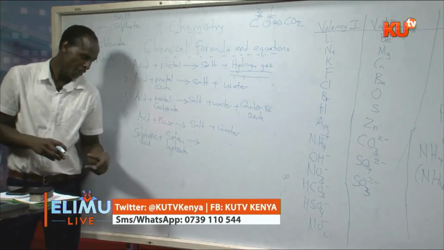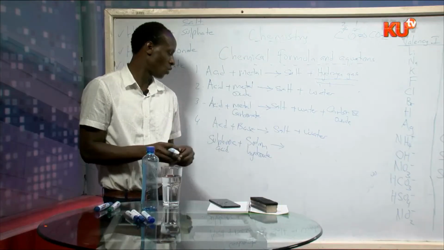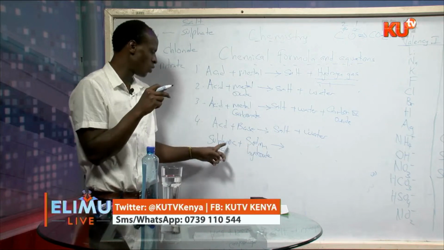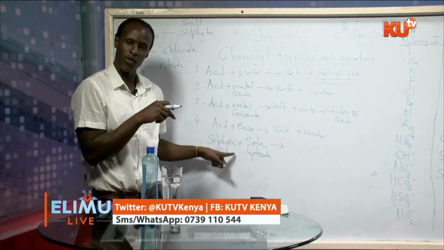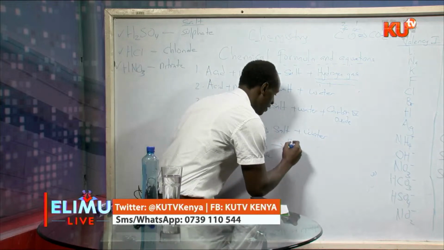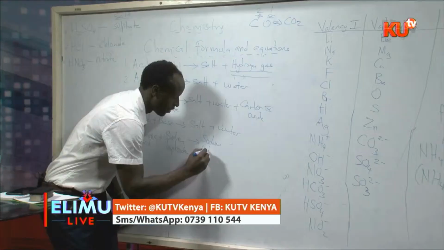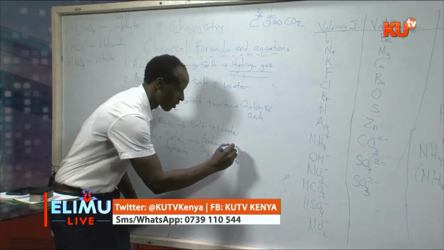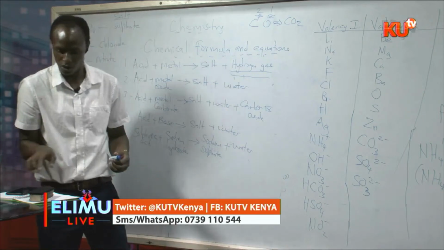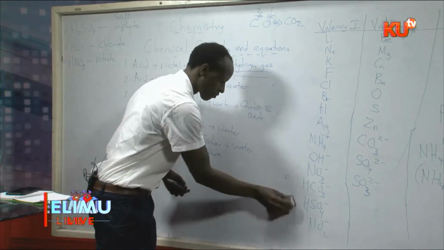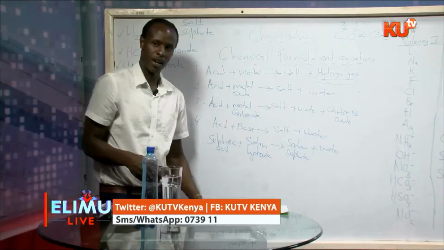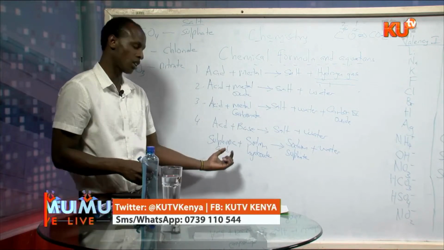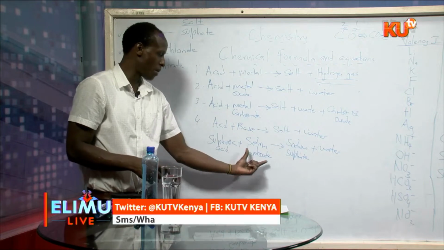So, because it's a hydroxide, it's a base. Which salt do you get? We said the salt always depends on which metal you are using and which acid. Because it's sodium and sulfuric, the salt will be sodium sulfate, plus water. That's the word equation: sodium sulfate plus water. Now we want the chemical equation of a neutralization reaction between sulfuric acid and sodium hydroxide.